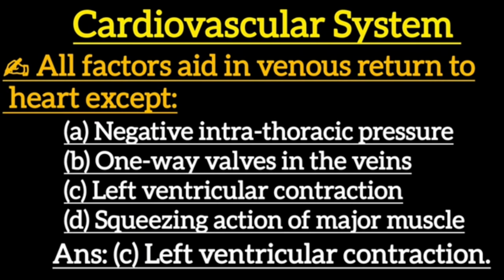Next one is, all factors aid in venous return to heart except option A, negative intrathoracic pressure. Option B, one-way valves in the veins. Option C, left ventricular contraction. Option D, squeezing action of major muscle. Correct answer is option C, left ventricular contraction.